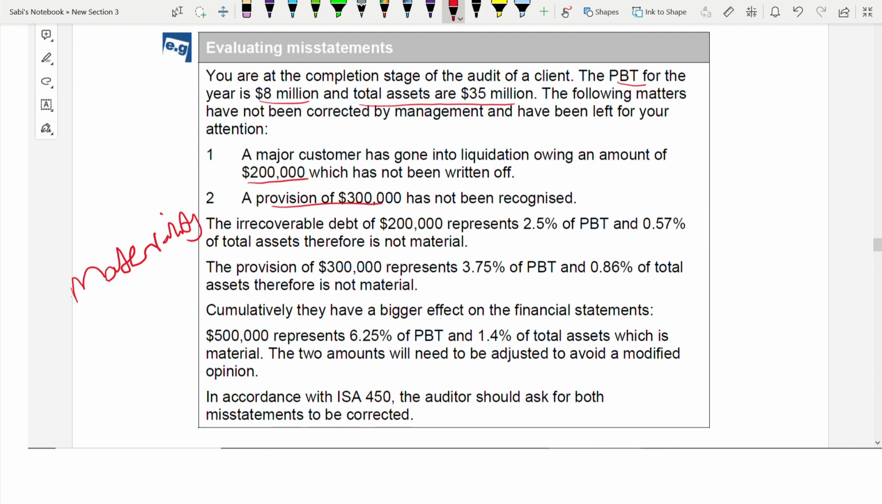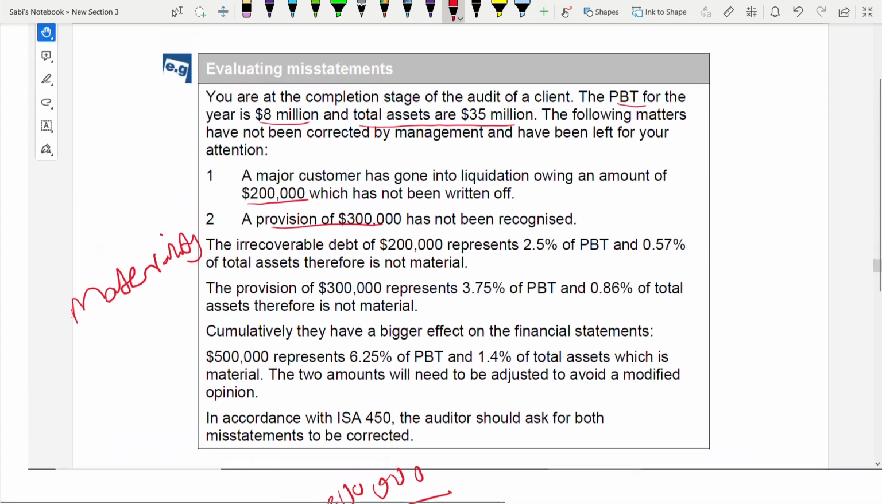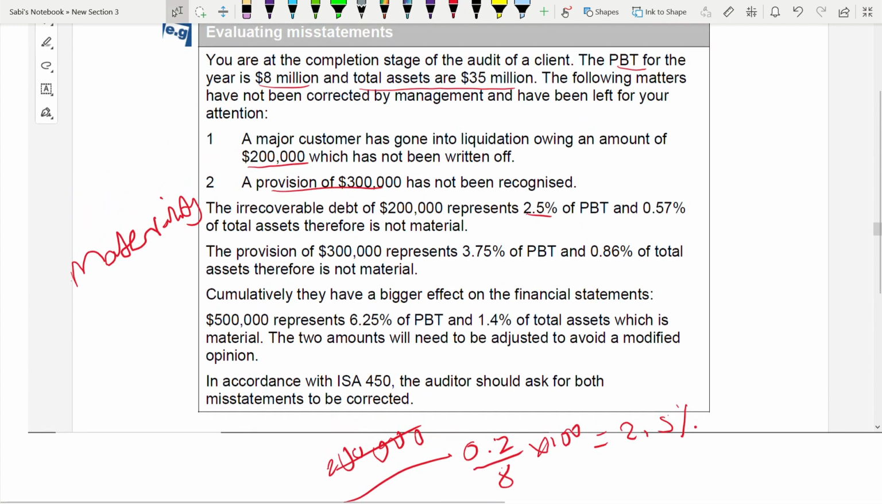So here, if you take the major customer, in terms of profit before tax, this is 200,000. So 200,000 divided by profit before tax, which is given as 8 million. I will write 0.2 million divided by 8. The answer will be somewhere around 2.4 something, so it's 2.5%. And if you take it in terms of total assets, 0.2 divided by what is the total assets? 200,000 could be written as 0.2 million, divided by 35 million.